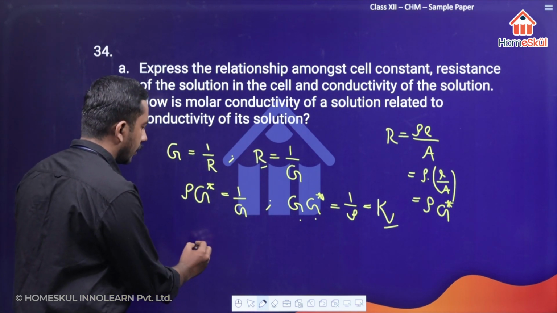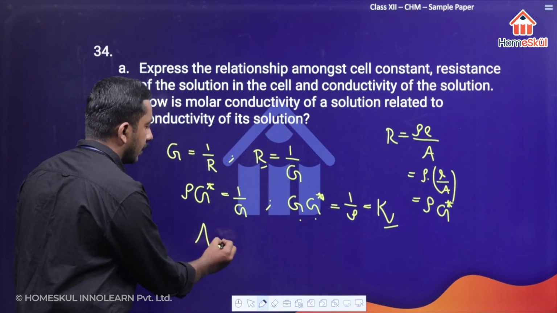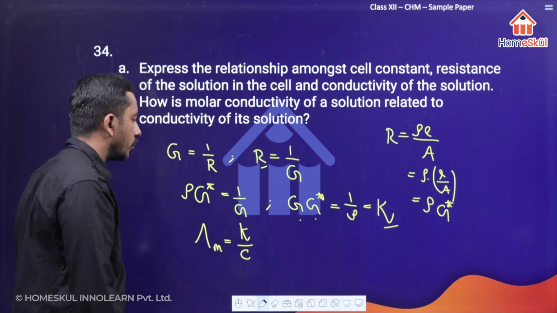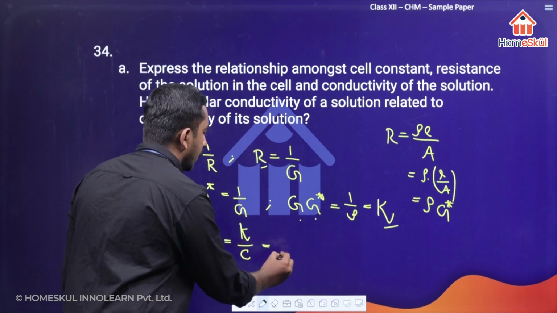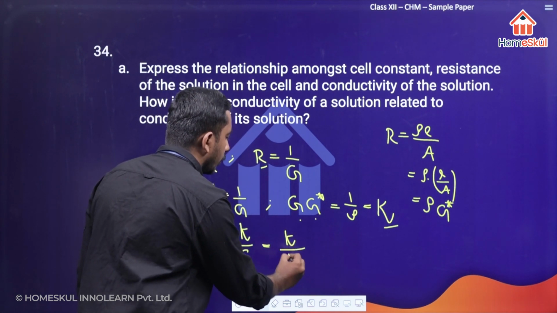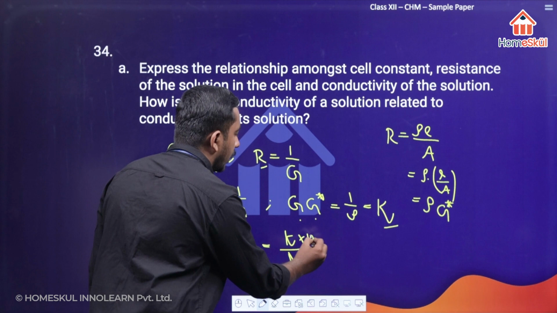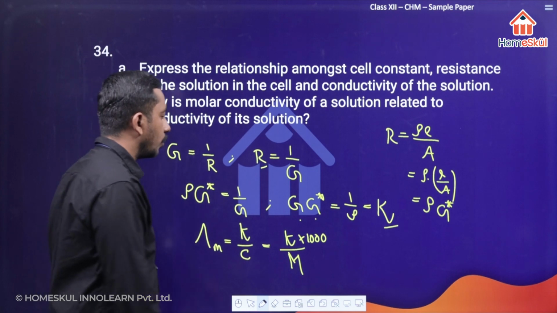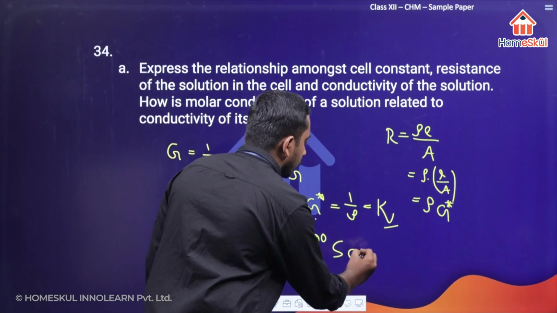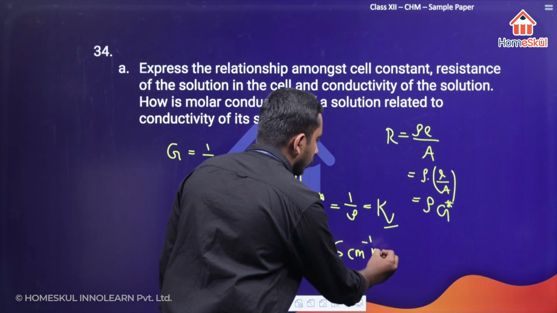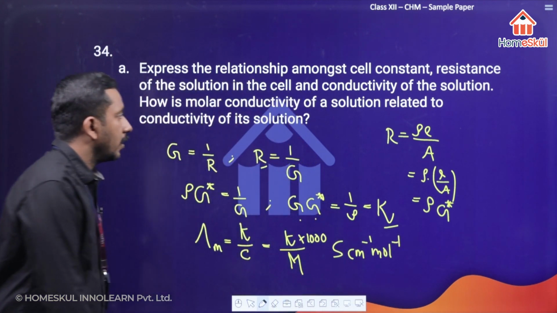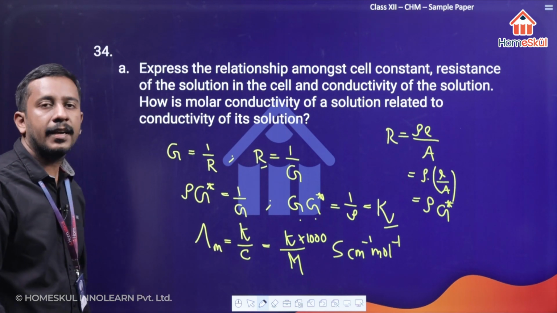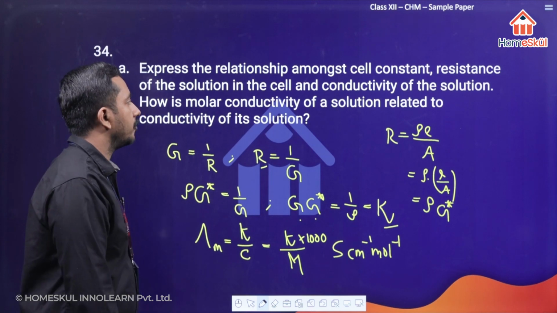So we can write that the molar conductivity lambda m can be represented as conductivity kappa divided by the concentration of the solution. When expressed in terms of molarity, we can write it as kappa divided by the molarity of the solution and multiplied by a factor of 1000, because there is a conversion factor into liters. And what is the unit? The unit is Siemens centimeter square mole inverse. So this is the required relationship between the conductivity and molar conductivity of a solution.